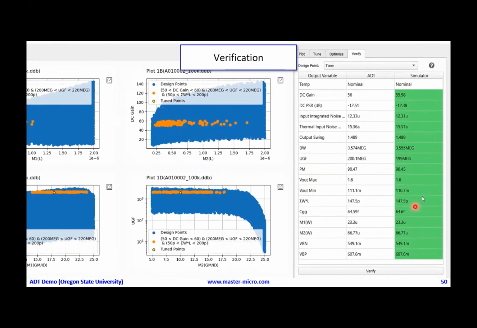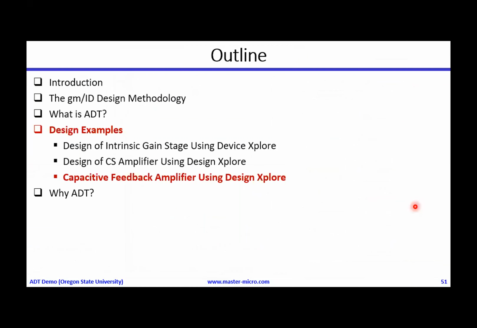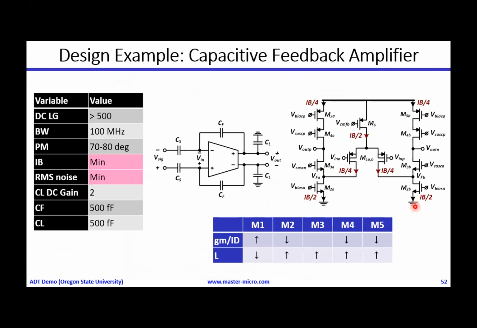So someone will say, okay, these are very simple examples, so show me a bit more complex example. Here you go. This is a bit more complex example, a capacitive feedback amplifier, and the OTA is implemented using a folded cascode OTA. And here you are trying to optimize two specs simultaneously. You have two objectives. You want the minimum current and you want the minimum RMS noise.